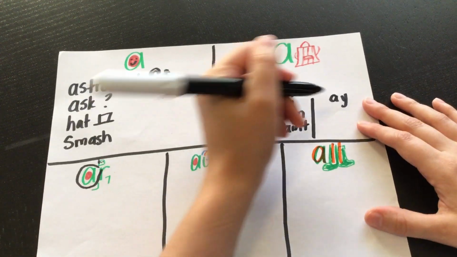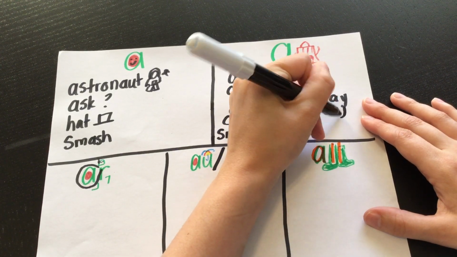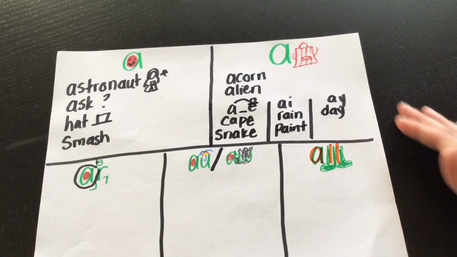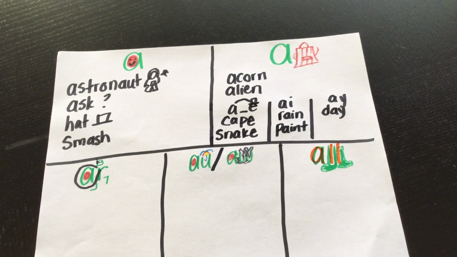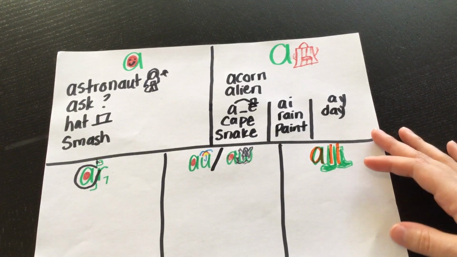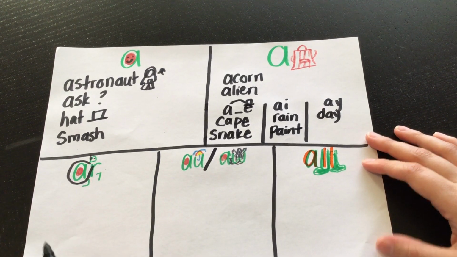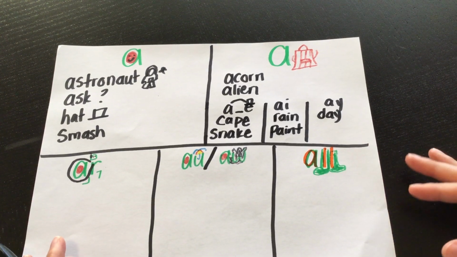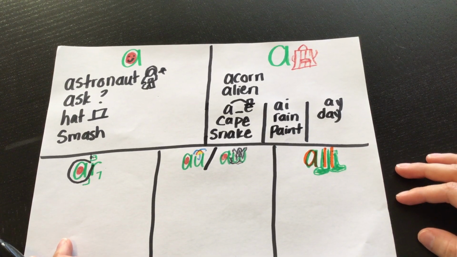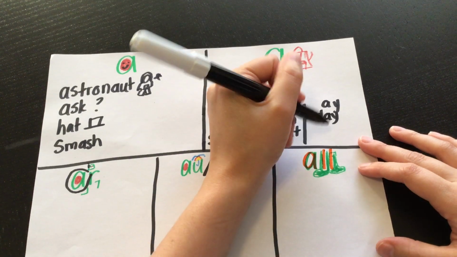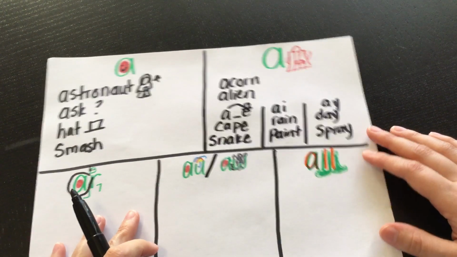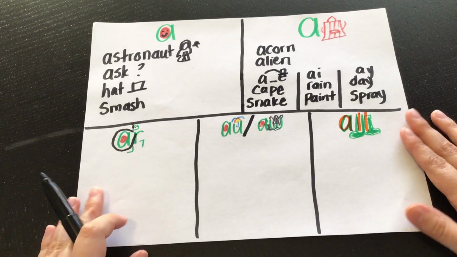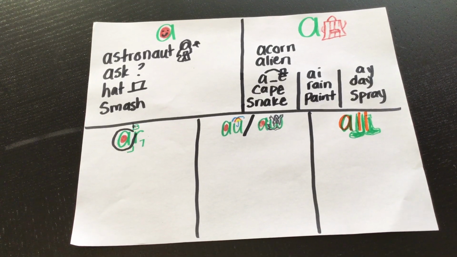And then AY, we have all of those words that have day in them, right? Sunday, yesterday, today, Monday, Tuesday, Wednesday, right? All of our days of the week. And then we also have words like x-ray and pay, weigh, and spray. Right? AY words.